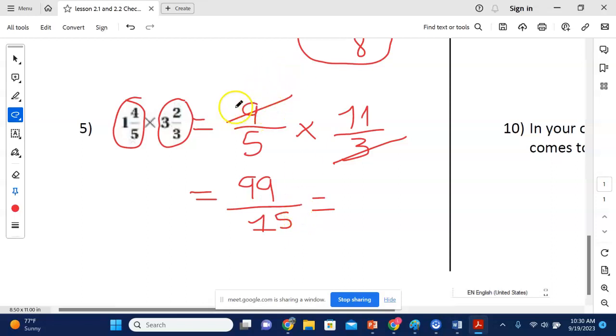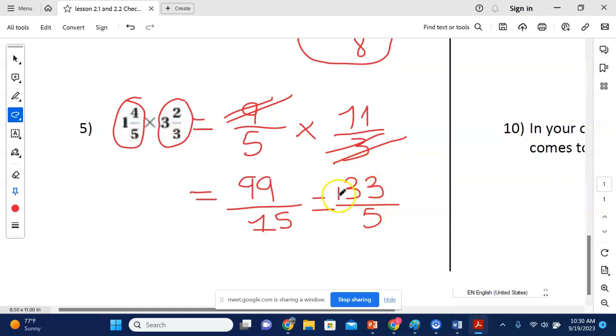There's a hint. Look back here. Look back at these two numbers. There's a hint right there. It is 3. Yeah. It's 3. What's 99 divided by 3? 33. Good. And what's 15 divided by 3?